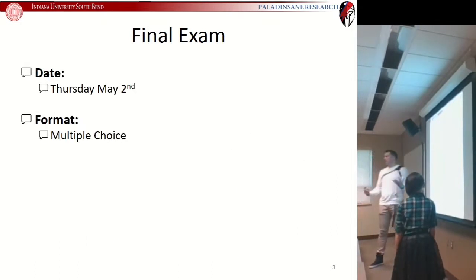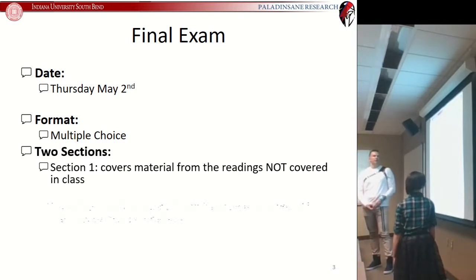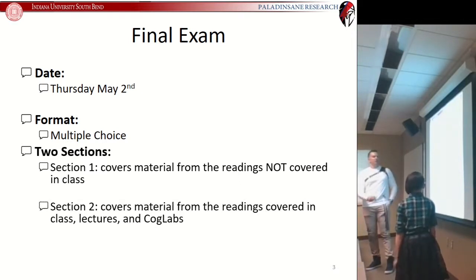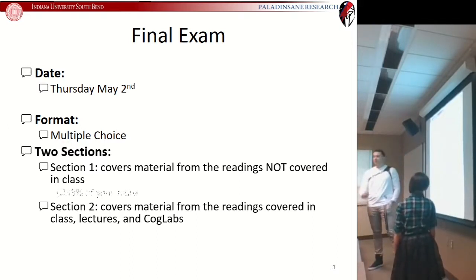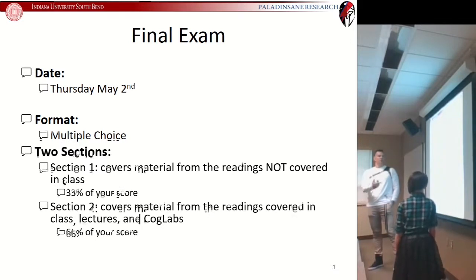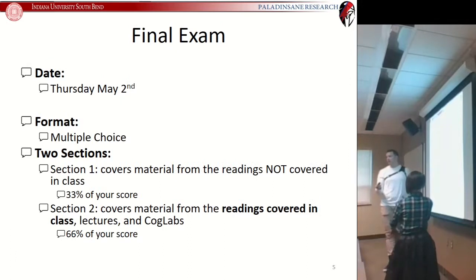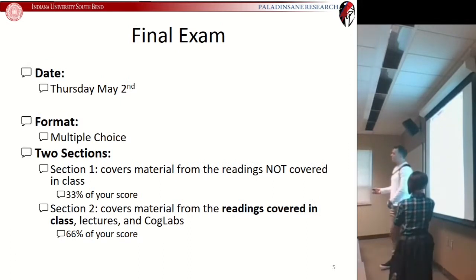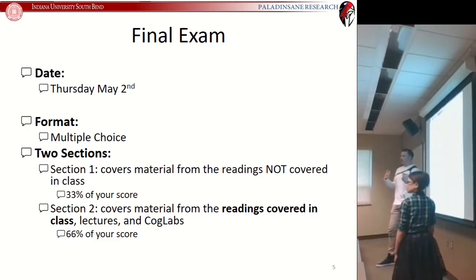The format is unchanged: still multiple choice, still 2 sections. Section number 1 covers material that is not covered in class. Section number 2 covers material from the readings as well as lectures and Coglabs. Section number 1 has recognition type questions only, and will only be worth 1/3 of your score. Section number 2 has recognition type questions as well as application type questions, and that is going to be worth 2/3 of your score. So any questions on that before we get to today's class?